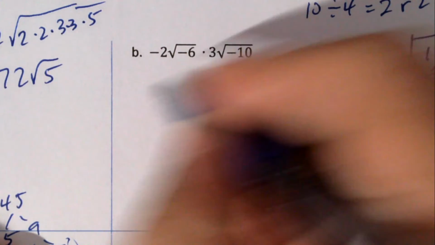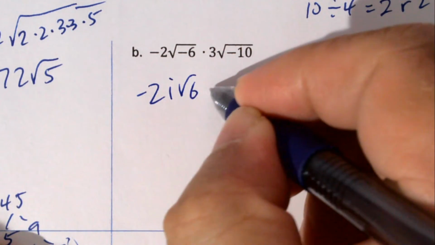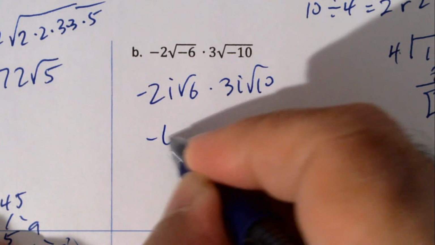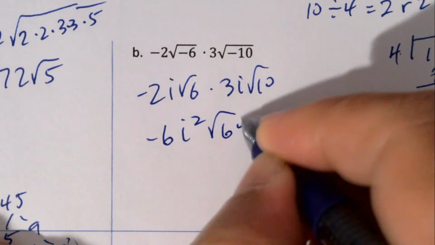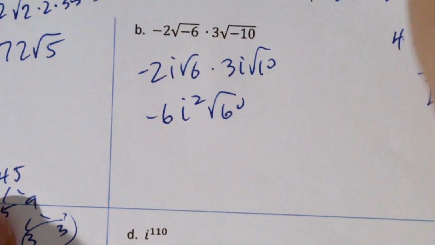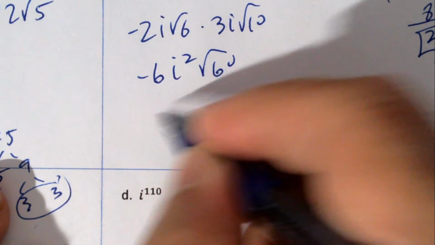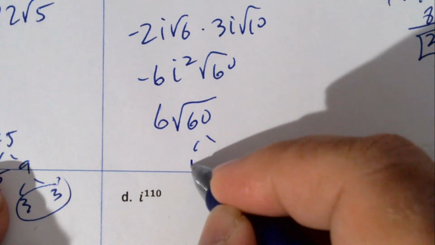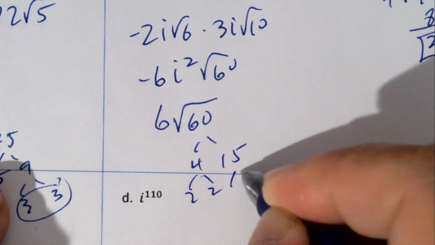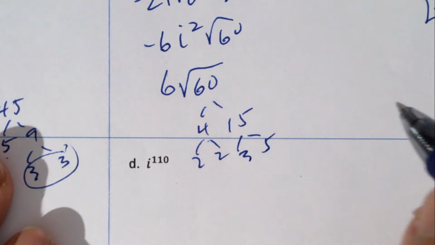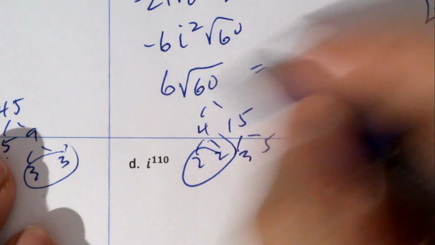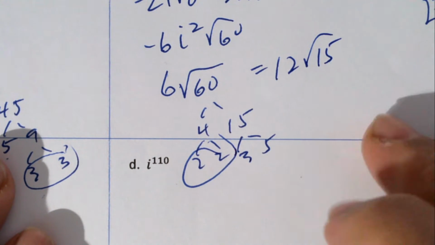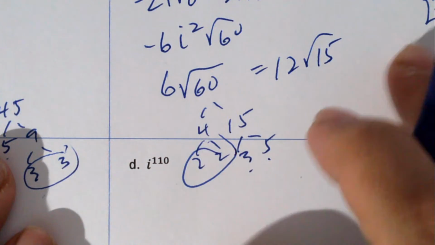All right, moving on to example B. There's an I. So negative 2I root 6 times 3I root 10. Multiply. So that's going to be negative 6I squared root 60. And I squared is negative 1, so it makes the negative 6 a positive 6. So positive 6 root 60. And then 60 is 4 and 15, 2 and 2, 3 and 5. There's a pair of 2s, so a pair of 2s comes out, becomes 2 times 6, making it 12, and then root 15. The 15 comes from multiplying what's left, 3 times 5.